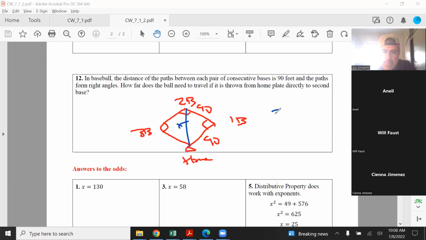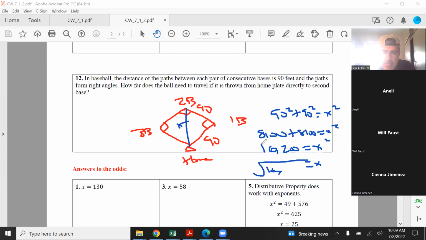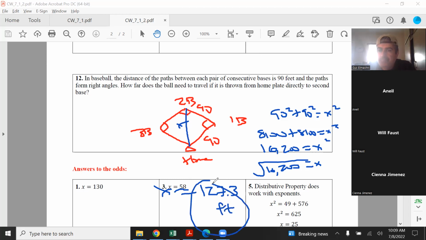I'll call that x. So 90 squared plus 90 squared equals x squared. That's 8100 plus 8100 equals x squared. That's 16,200. Square root it. Oh, goodness. 127.3. And that's feet. Okay. That's it. That's what you do.